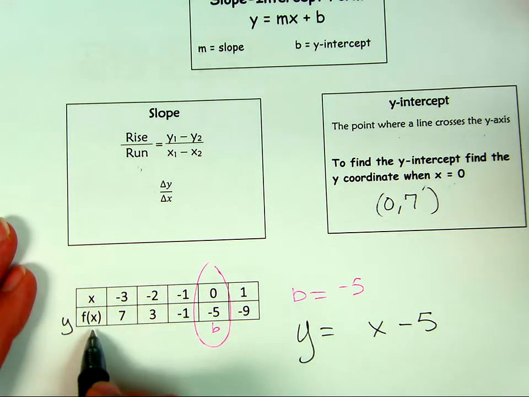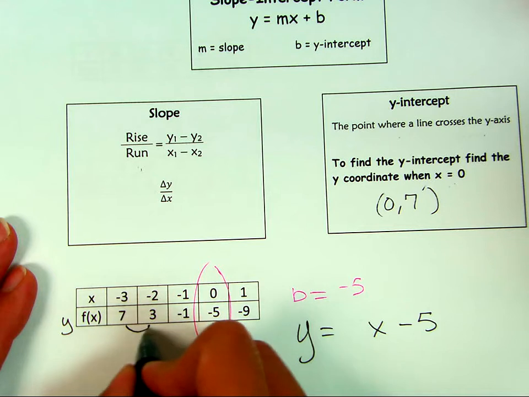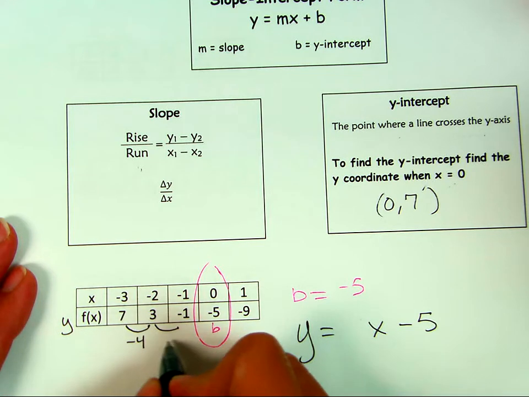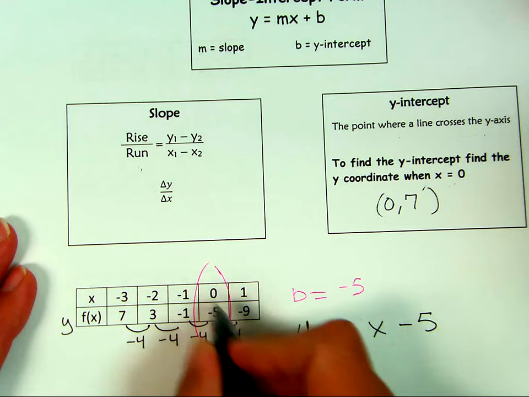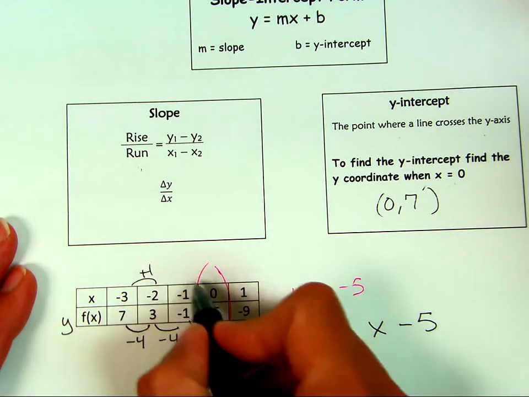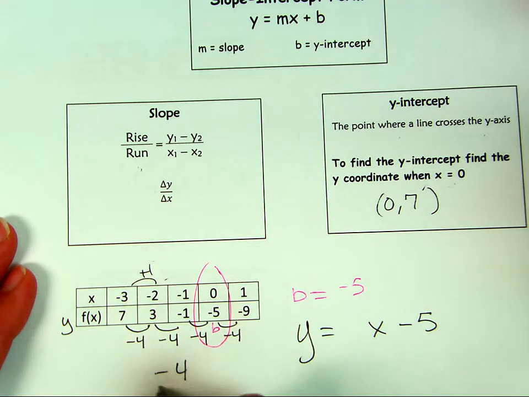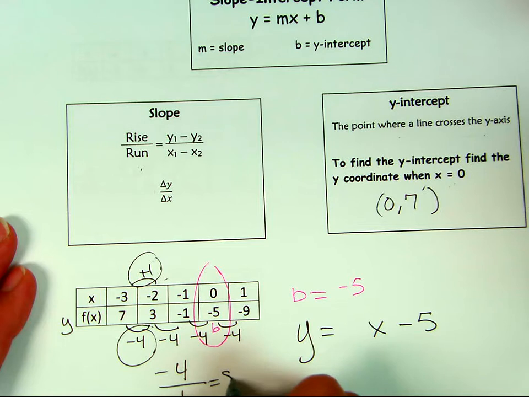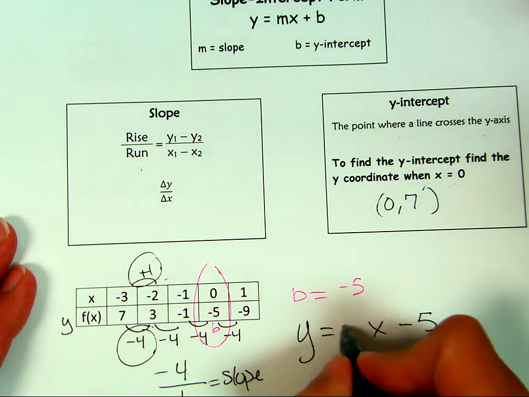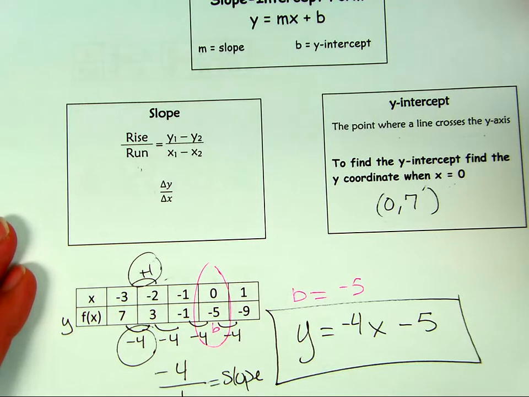Remember, f of x is y. So what I do is I find out the difference between these two. It's going down 4, and I want to make sure that each time it's that same amount, and it is. And then up here, it's going up 1 each time. So the change in y over the change in x is my slope. And once I find my slope, I put that number right in front of the x, and this becomes my equation.